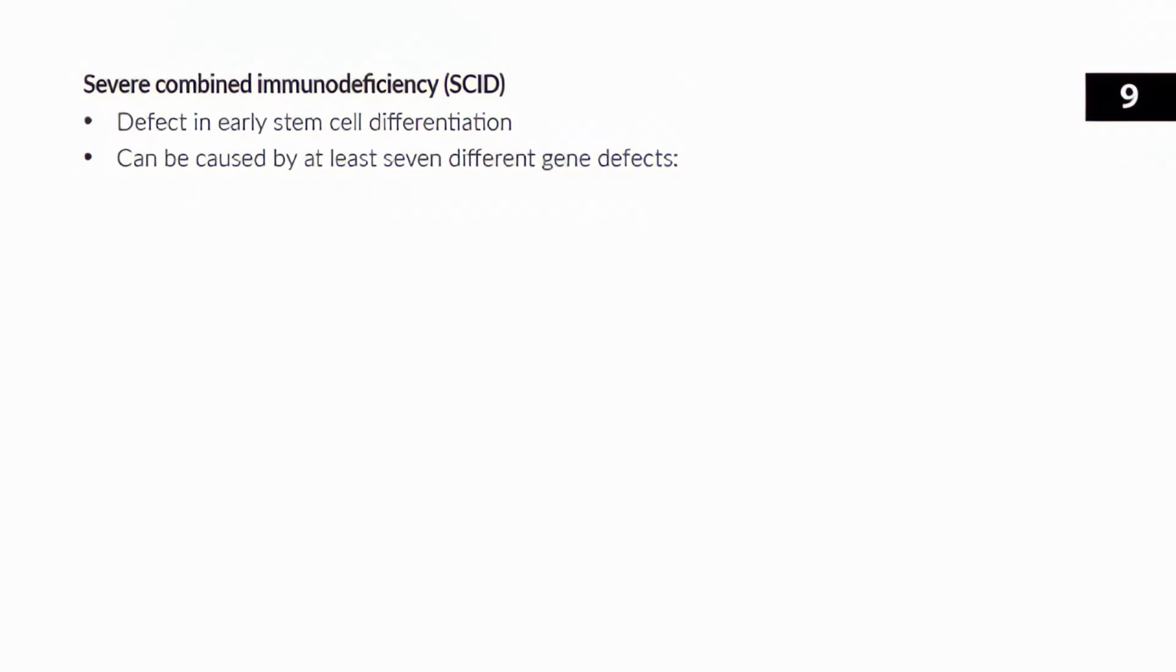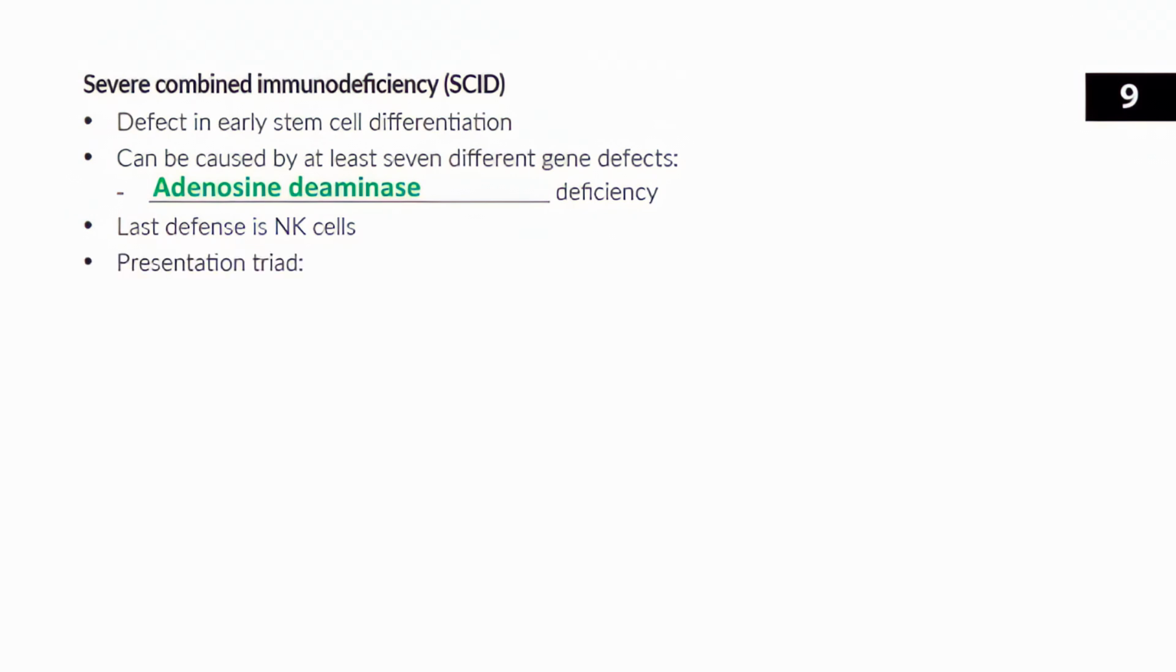But the main defect worth knowing for Step 1 is adenosine deaminase deficiency. We'll see that again in biochemistry when we review the purine salvage pathway. Patients with SCID are deficient in both B cells and T cells, which means the last line of defense is the natural killer cells.